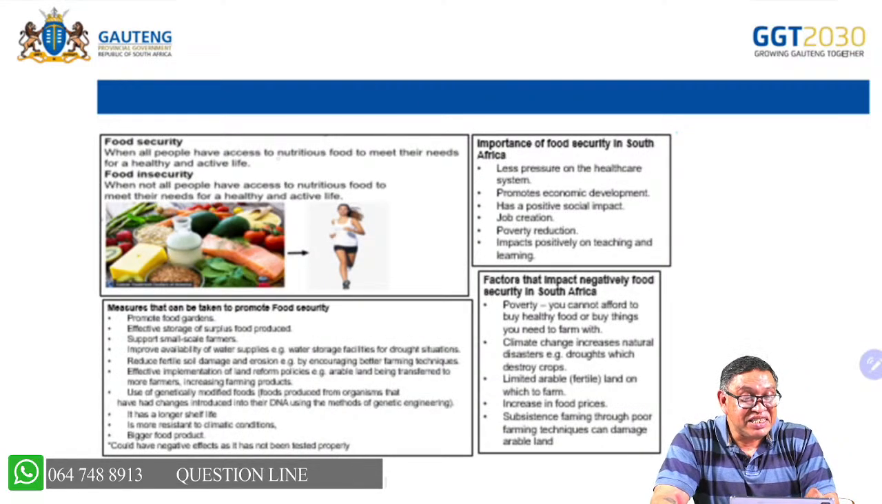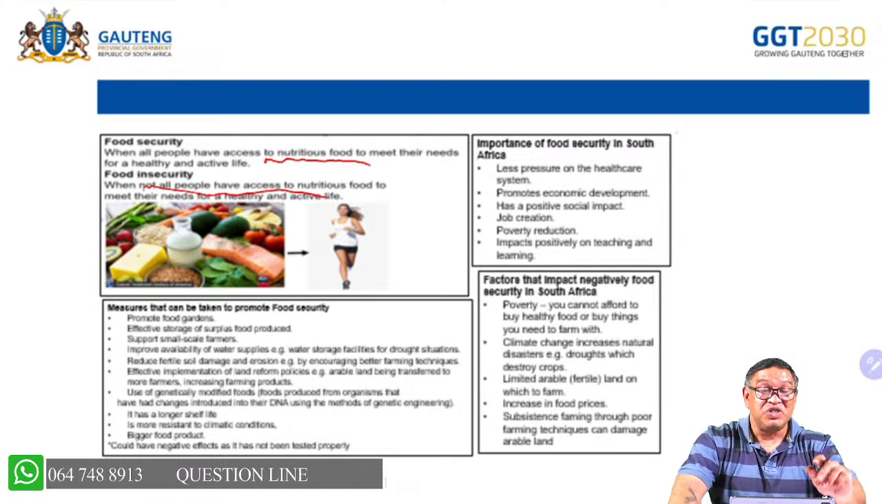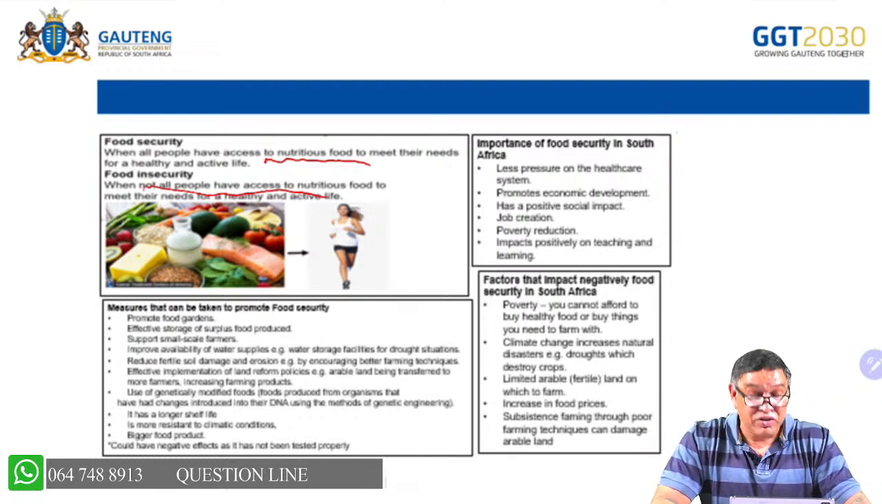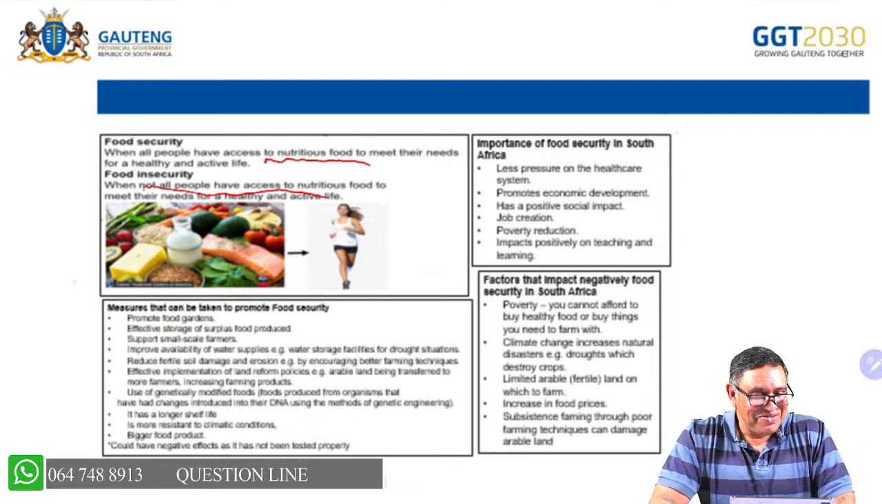When people have access to nutritious food to meet their needs. And when people do not have access to nutritious food, it's not just food. If I sit and eat potatoes every day and I got a lot of it, it's still not nutritious. I'm still not going to be totally healthy. I need my proteins, okay, to have that.